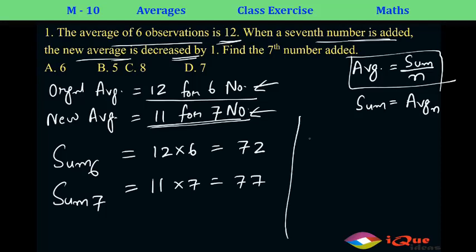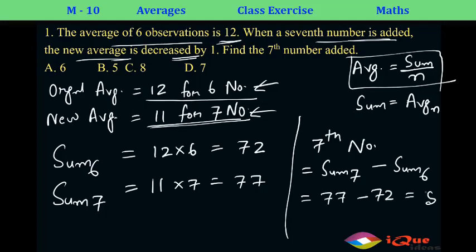As you can see, the 7th number is very clearly equal to the sum of all 7 numbers minus the sum of the original 6 numbers, which is 77 minus 72, that is equal to 5. Right? So the answer is B option, that is 5. Now please understand that I have written all these things just to make it a little more clear. You may choose what is required to be written, and you can do some calculations mentally also. This is a very easy question. Let's go to the next question now.